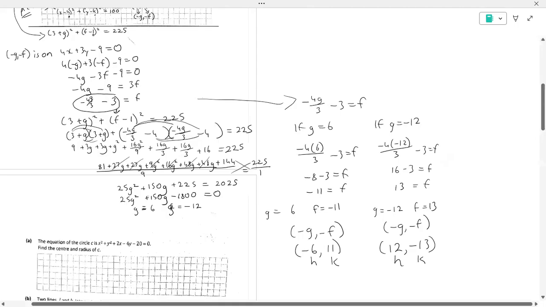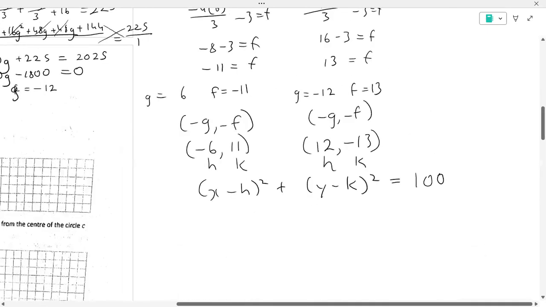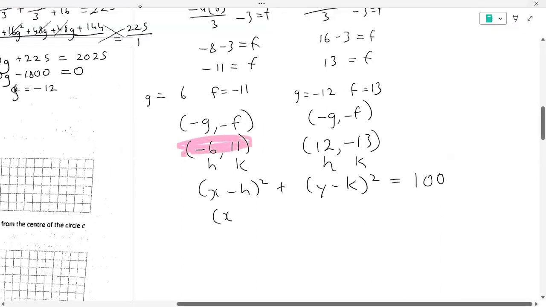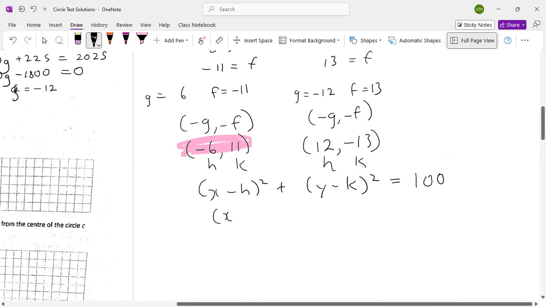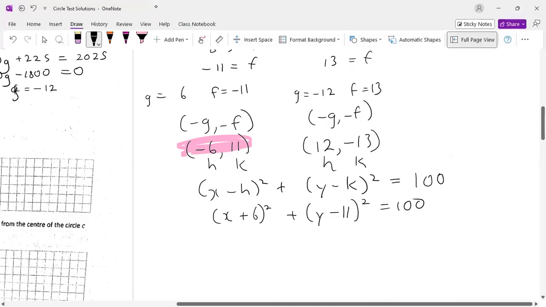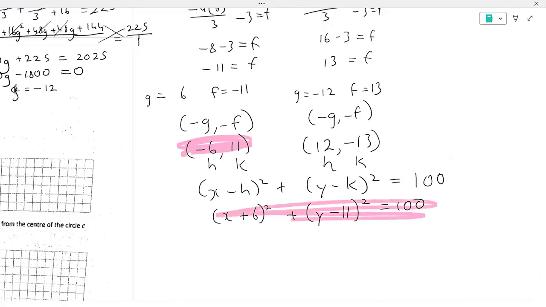And then the formula that we normally use is x minus h squared plus y minus k squared equals, well, we had 100 there already from the beginning of the question. So I'll just do the first one. I'll just color coordinate them. So I'll just do this one first, the pink one. If I do the pink one, it's going to be x plus 6 squared plus y minus 11 squared is equal to 100. So when I fill in the pink one, I get this equation.